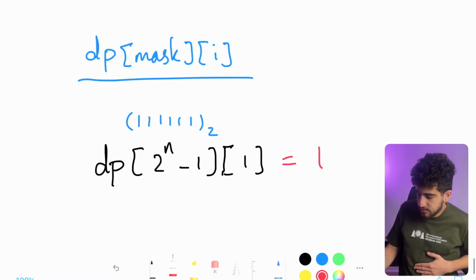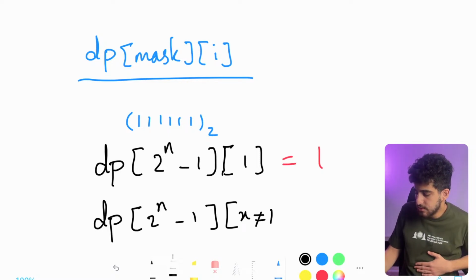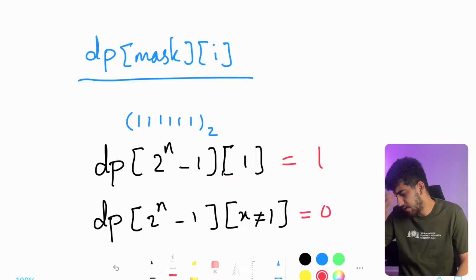And dp of 2 to the power of n minus 1 and anything else, any x not equal to 1, will be 0. Because it means that everybody has fought and person number x has remained alive.